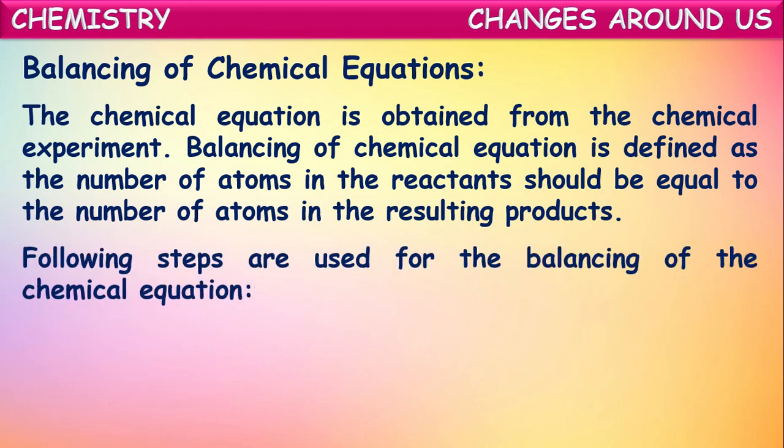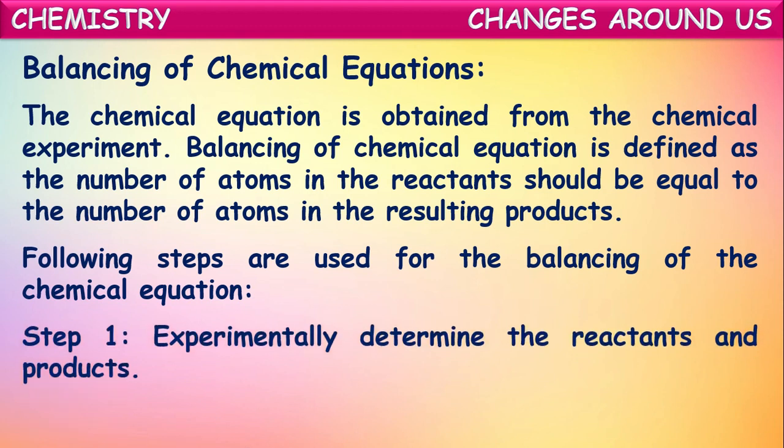So we have to follow certain steps for balancing of a chemical equation. Let us see what are those steps to be followed for balancing a chemical equation in the simple way. Step 1 is experimentally determine the reactants and products. So we have to determine what reactants are participating in the reaction and what chemicals or what products are formed in the reaction. First we have to determine these two.